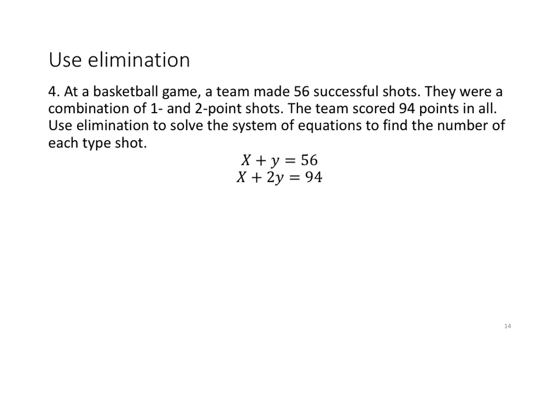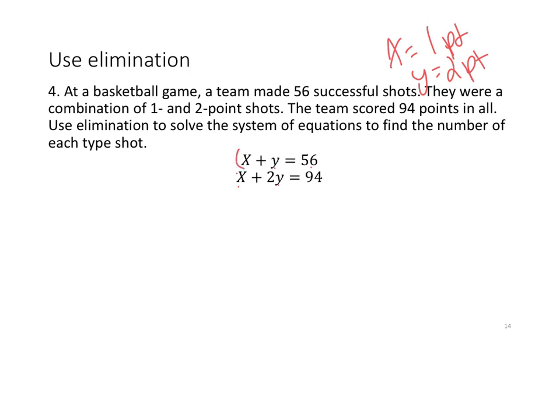Number 4, use elimination. At a basketball game, a team made 56 successful shots. There were a combination of 1 and 2 point shots. The team scored 94 points in all. Use elimination to solve the equation to find the number of each type of shot. So we use x for 1 point, y for 2 points. So x plus y equals 56, and x, because it's just 1 point, plus 2 times y equals 94.